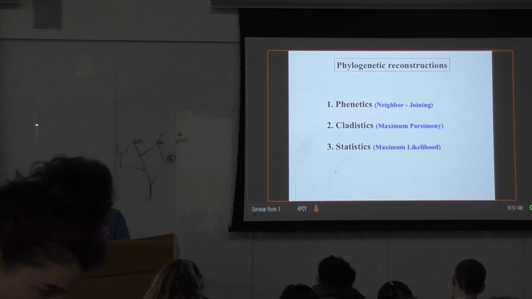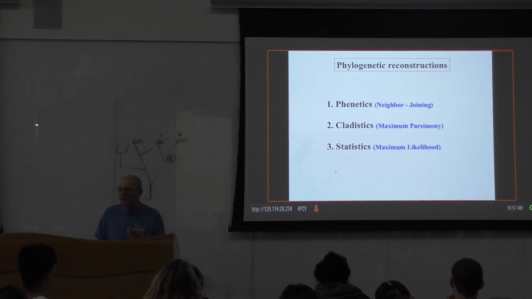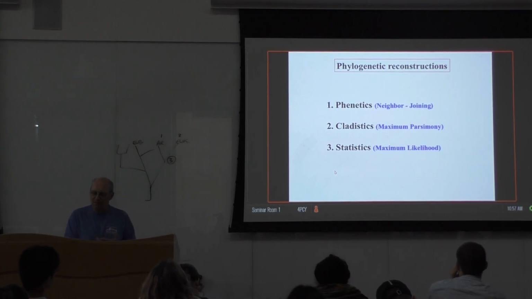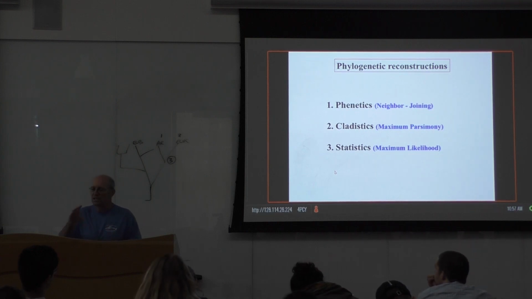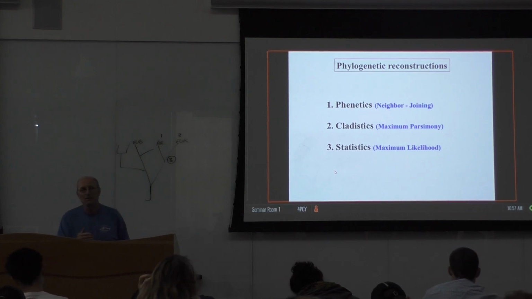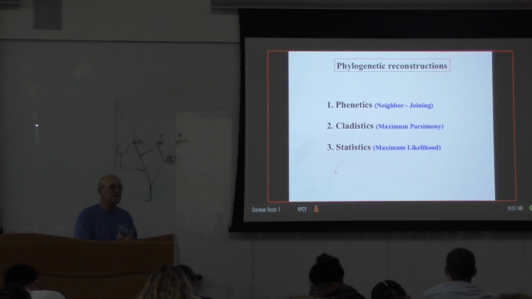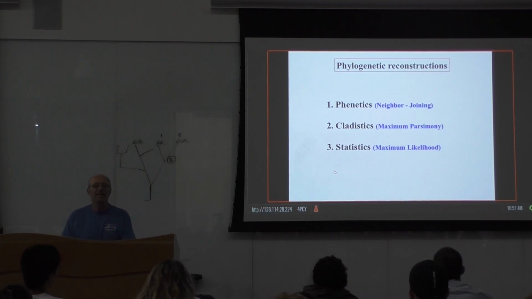Within each of these families of methods, I will be talking about one of them in each case. One is called the neighbor joining method, the other one is called maximum parsimony, and the other one is called maximum likelihood. However, you need to know that within each one of those three major categories, there are many methods, but they are all pretty much the same. So I'm going to start with phonetics because it's the easiest one, then cladistics and statistics. Any questions so far?